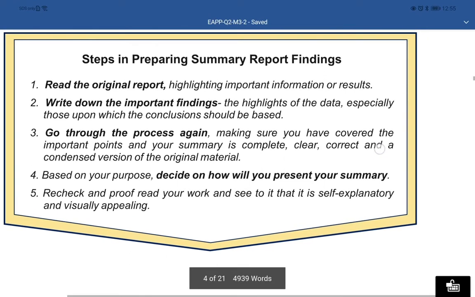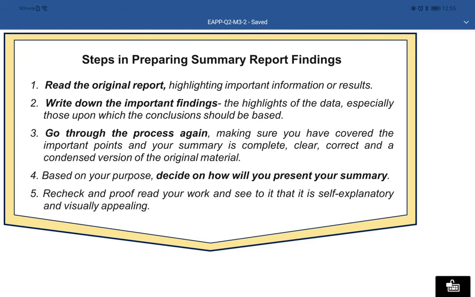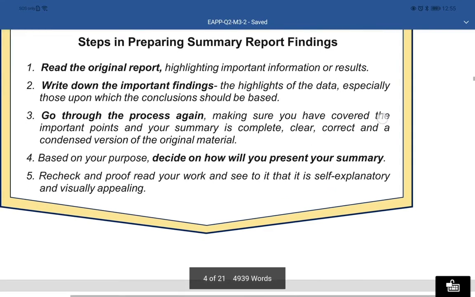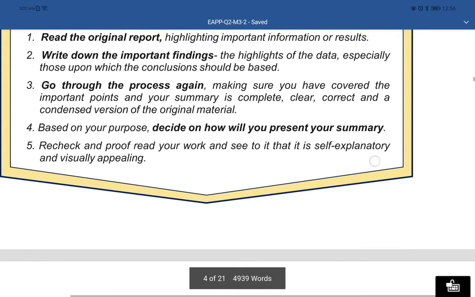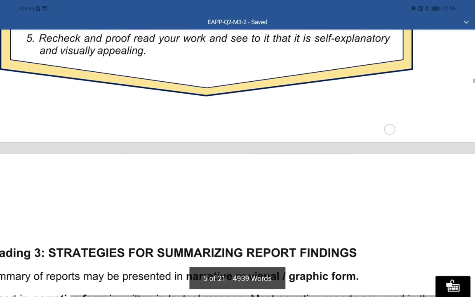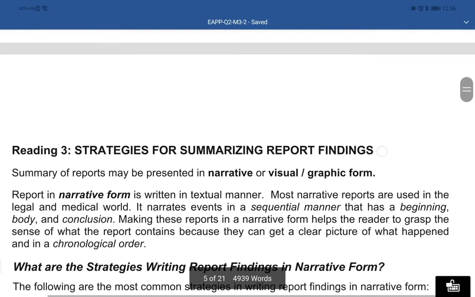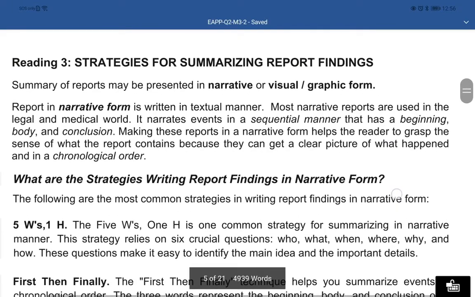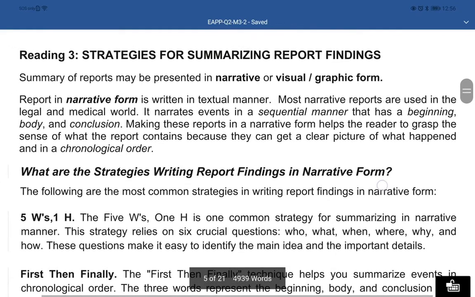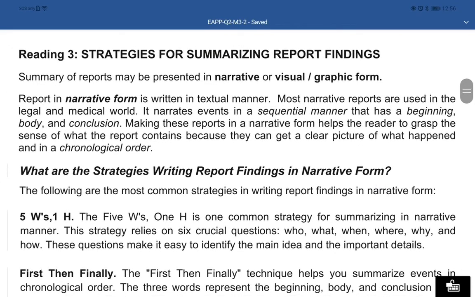So yun. And then finally, fifth, recheck and proofread your work and see to it that it is self-explanatory and visually appealing. Syempre, when you're making a summary of report findings, it has to be self-explanatory. Pag sinabing self-explanatory, pag binasa yun nung babasa, magigets ka agad nila, maintindihan agad nila. It doesn't need any more explanation. Kaya na nilang maintindihan yon on their own. Okay? And visual appealing. Interesting. Syempre naman, we have to make things interesting kasi nga medyo boring magbasa ng reports, diba?